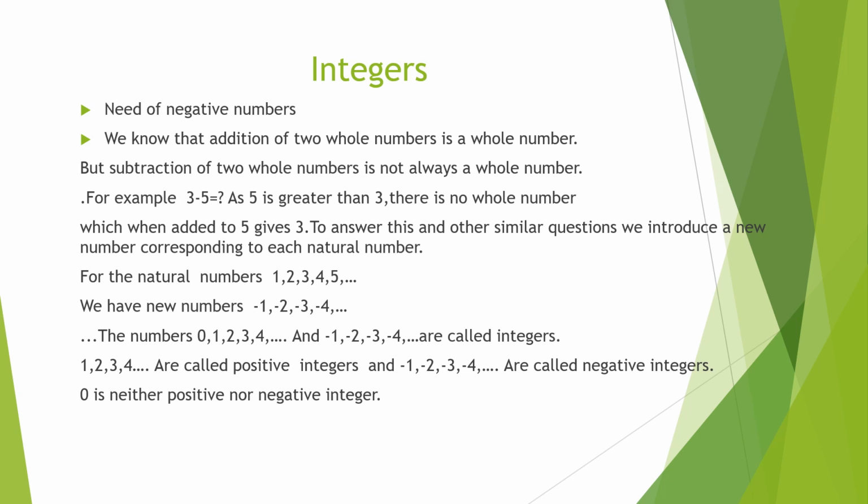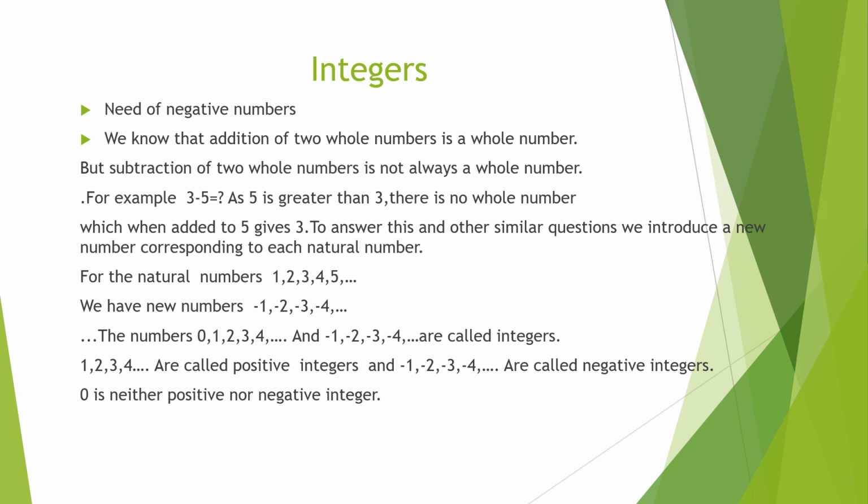We know that addition of two whole numbers gives a whole number. That means if we are adding two whole numbers, the sum is always a whole number. For example, if we take two whole numbers 3 and 5 and add them, 3 plus 5 is equal to 8, that is also a whole number.